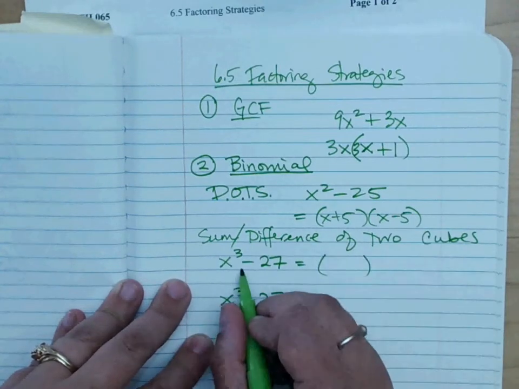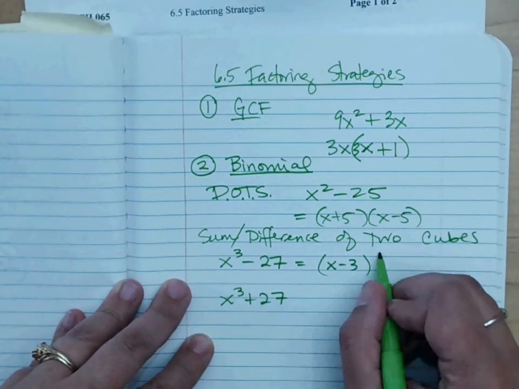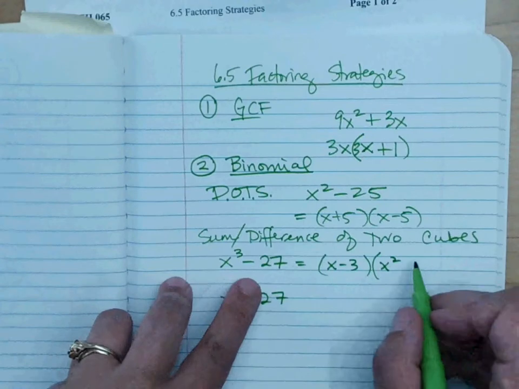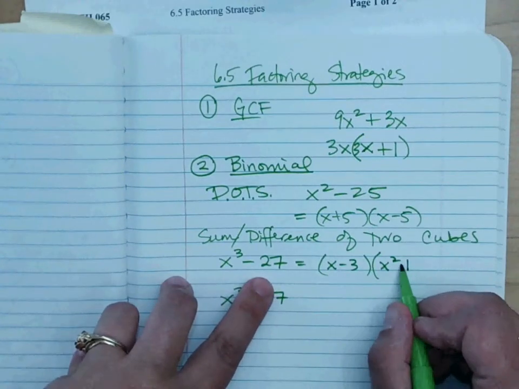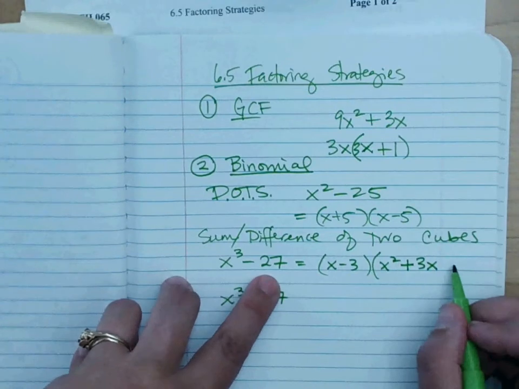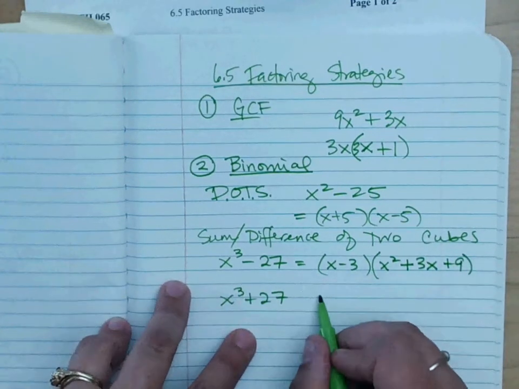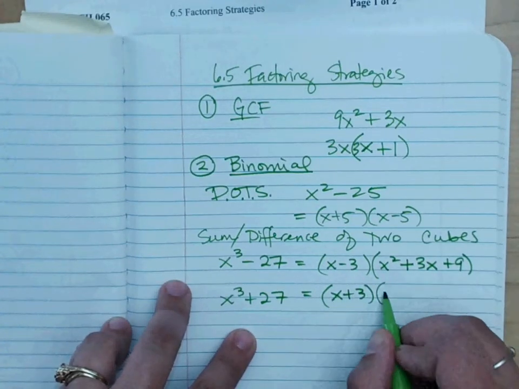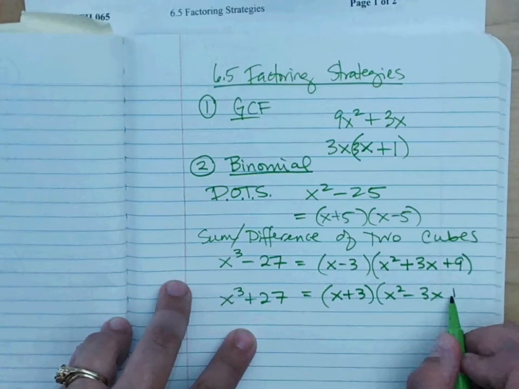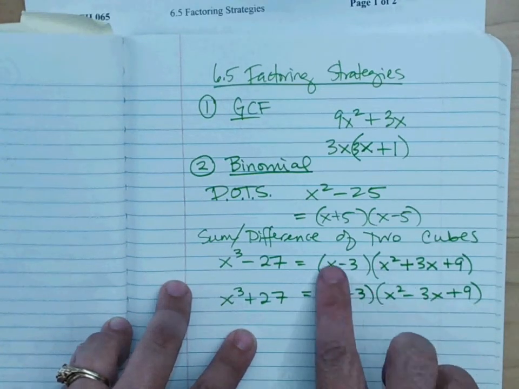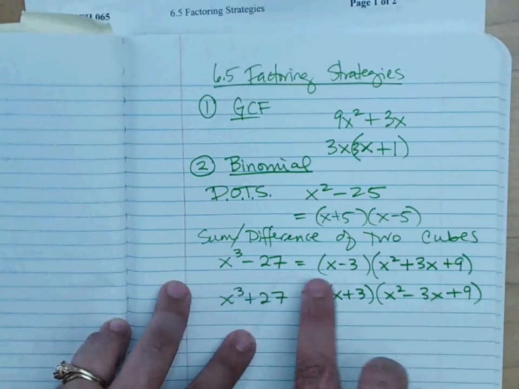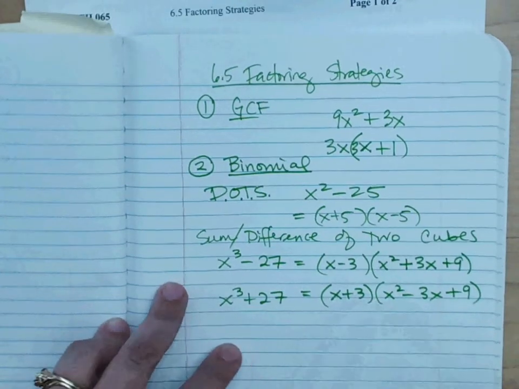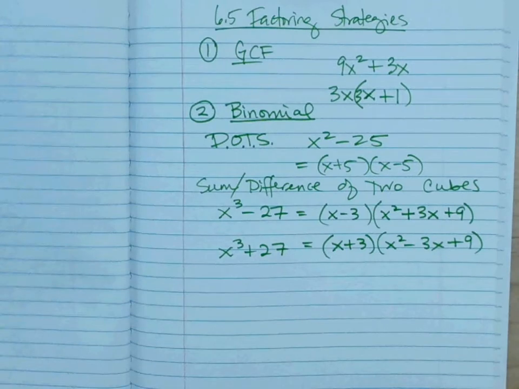Okay, this would factor to x minus 3 times x squared plus 3x plus 9. We had the formula that we talked about in one of the videos, I can't remember which one now. And then this one would be exactly the same except it's x plus 3 times x squared minus 3x plus 9. So you see the only difference is where that negative sign lives. If the negative is here, it's going in the first one. If this is positive, that first binomial is going to be positive. So that was a formula that we learned.